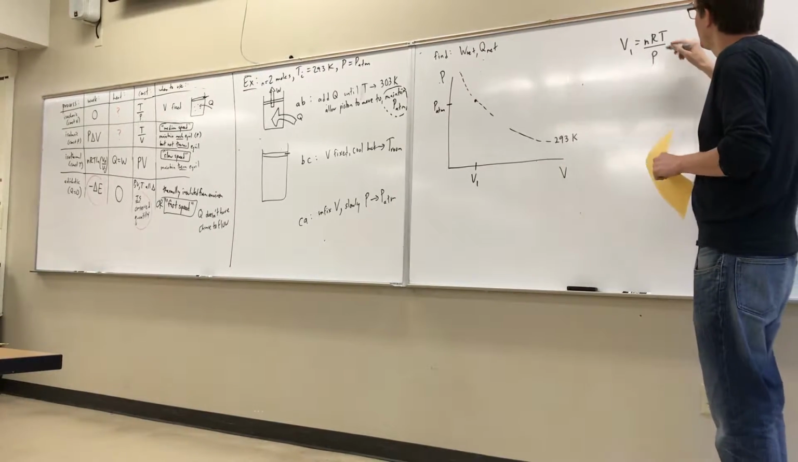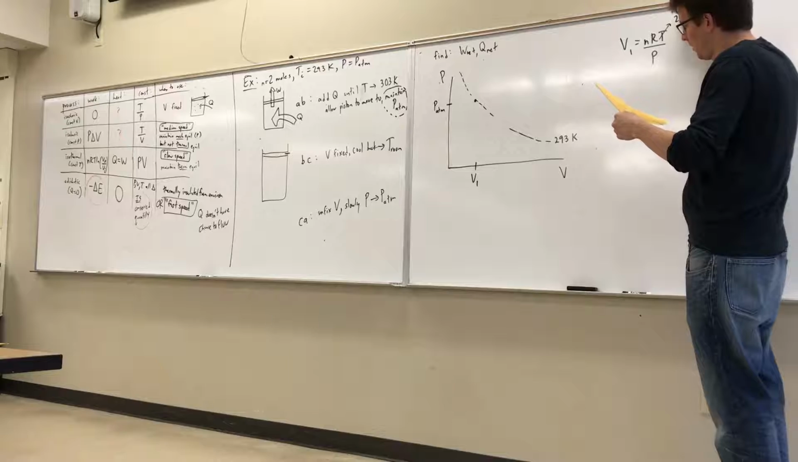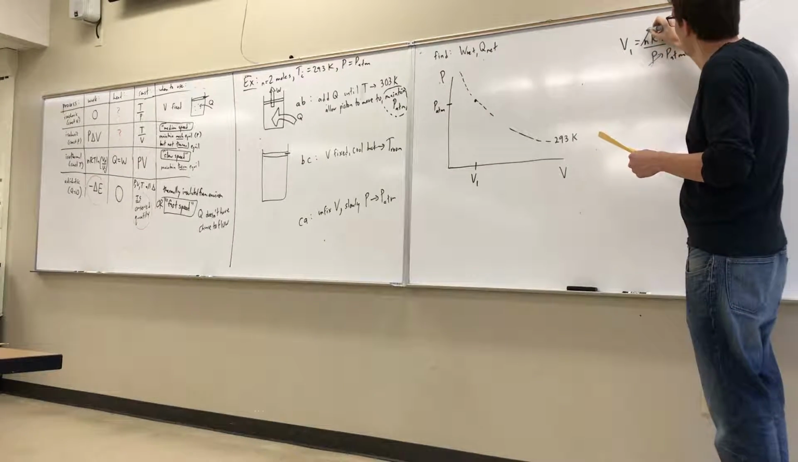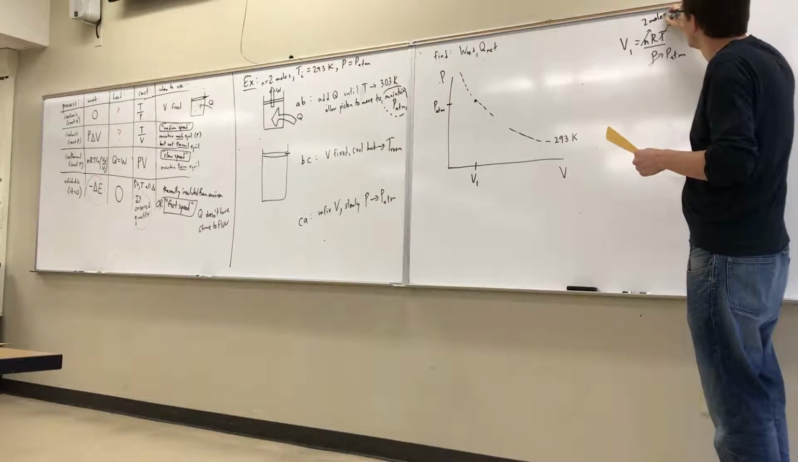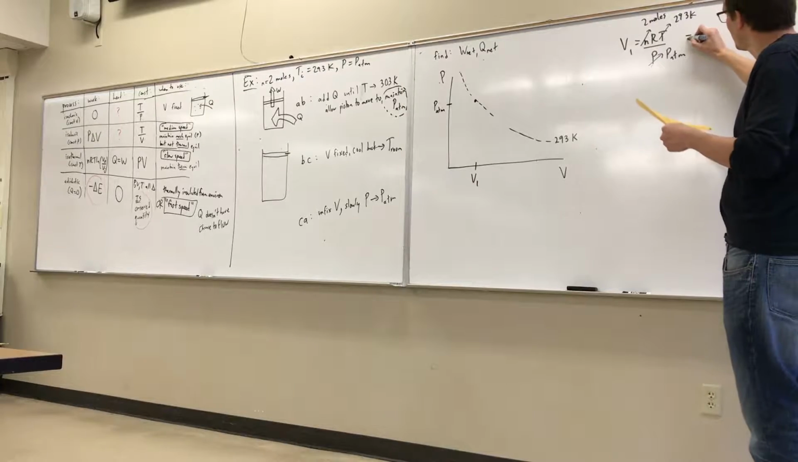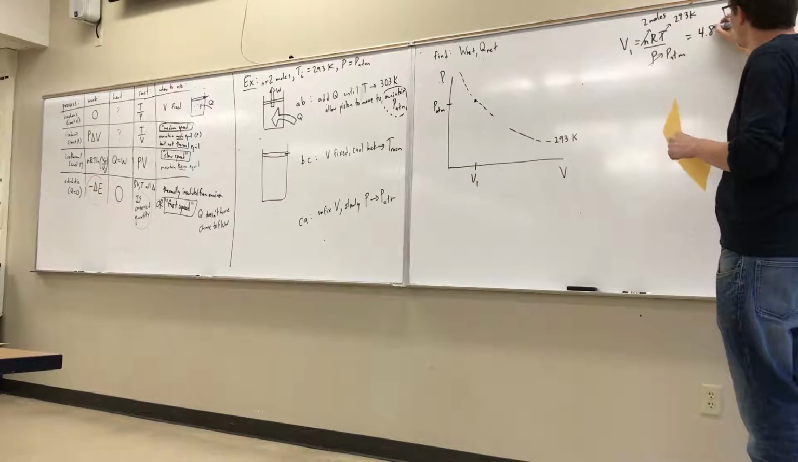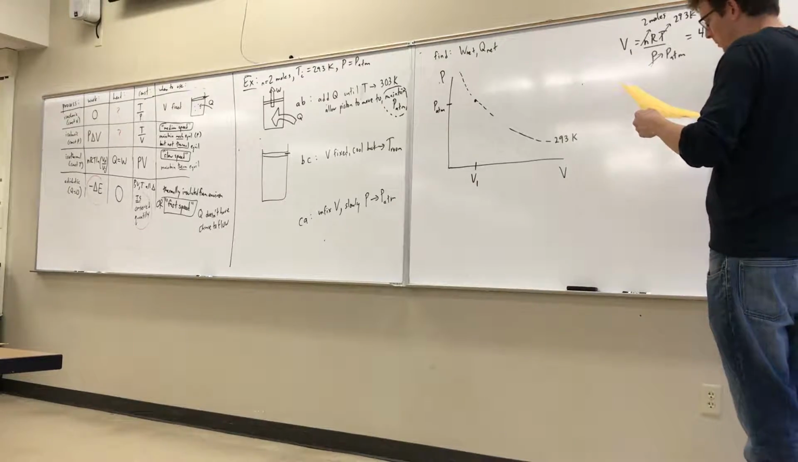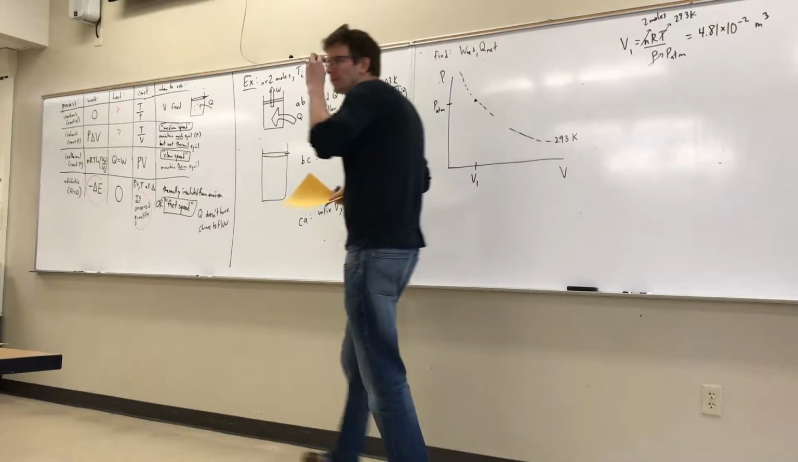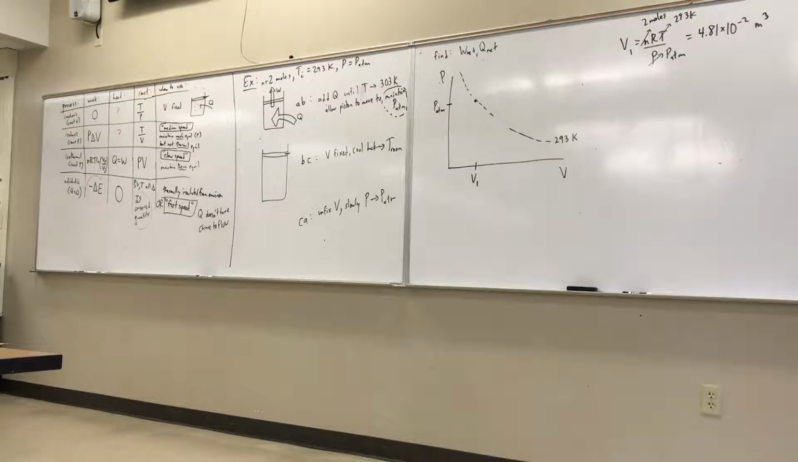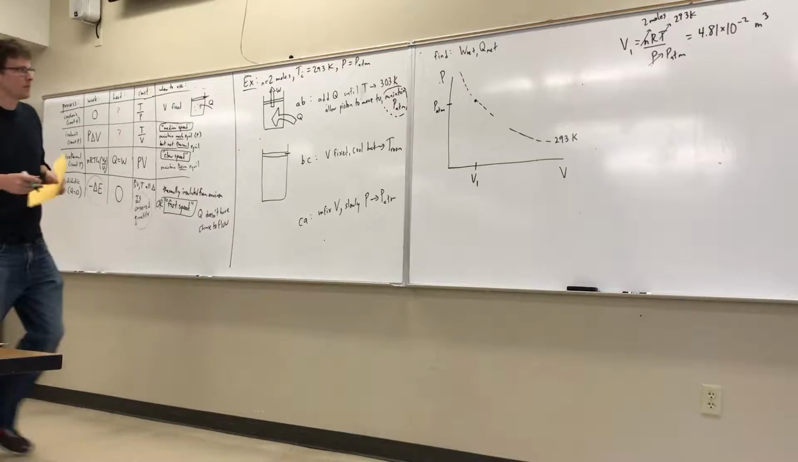So you would, of course, put in that you're at 293 Kelvin, and that you're at atmospheric pressure, and that you have 2 moles. And along with your ideal gas constant, you would get a volume at this point of 4.81 times 10 to the negative 2 cubic meters. That's kind of ugly, so I'll just leave it off there on the side, but that's V1, okay? So that's my starting point.